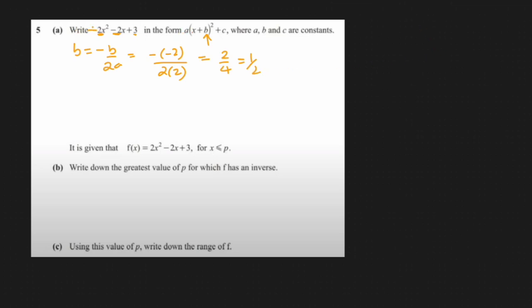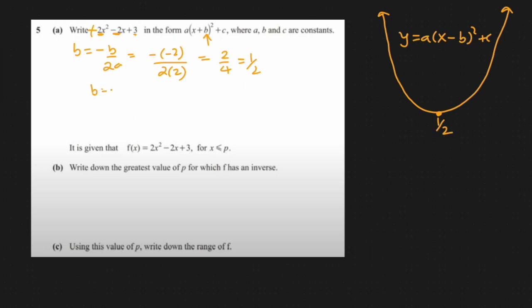Since this is positive, that means this graph is opening up, right? It's concave up. So the x coordinate, we just got, is half. Since they're asking for b, and our general equation is y equal to a(x minus b) square plus c, but they have written plus here, that means we'll have to change the sign, so b is minus half. I'm sorry, I used b for this also, but this b is different from that b. Minus half will be the value of b.